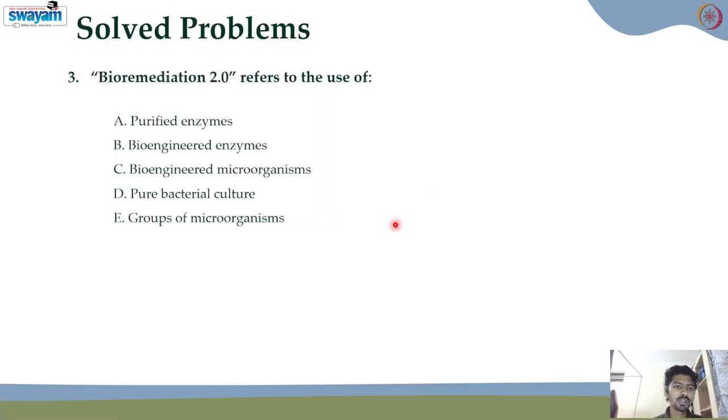Bioremediation 2.0 refers to the use of option A, purified enzyme, option B, bioengineered enzymes, option C, bioengineered microorganism, option D, pure bacterial culture, option E, group of microorganism. So I will repeat the question. Bioremediation 2.0 refers to the use of option A, purified enzyme, option B, bioengineered enzyme, option C, bioengineered microorganism, option D, pure bacterial culture, option E, group of microorganism. You can post your answers.